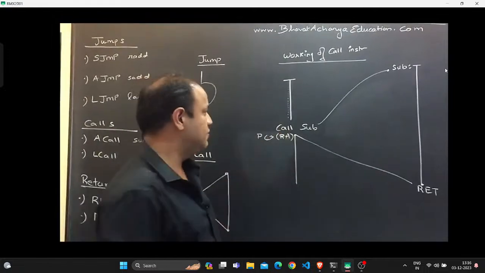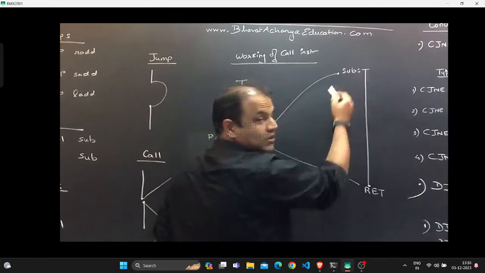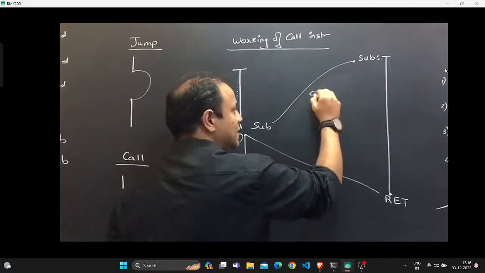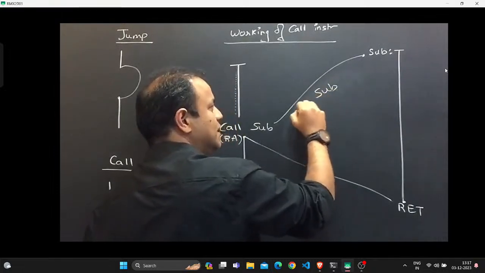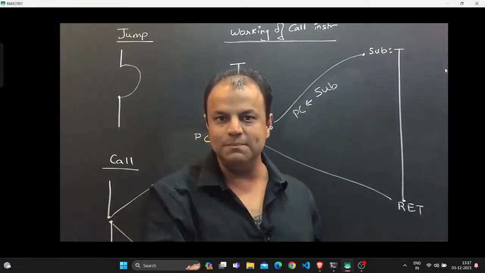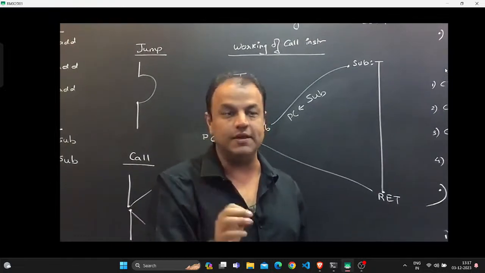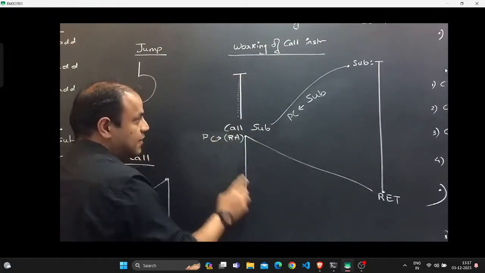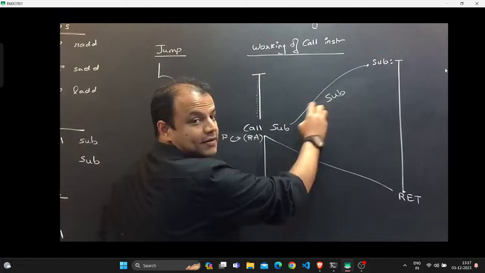But now, because we have written call, the program has to go to this subroutine. To go to this subroutine, the address of the subroutine will be put into PC. What did I say in the beginning of the video? Branching means changing the value of PC. Instead of PC containing the return address, PC will now get the address of the subroutine.